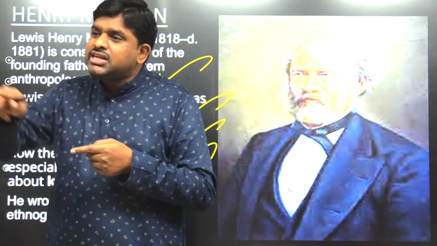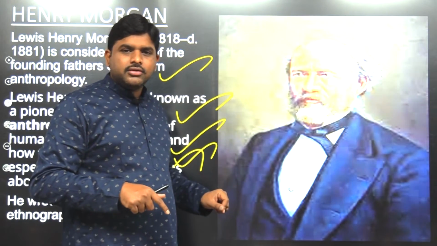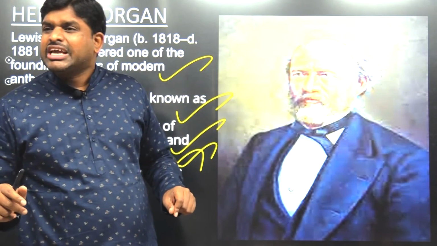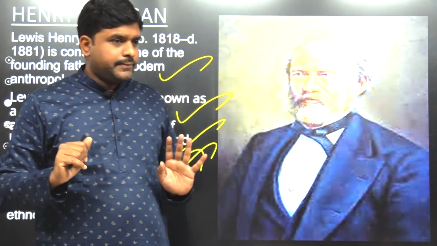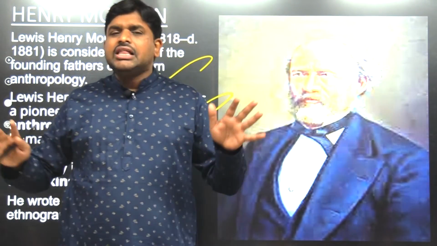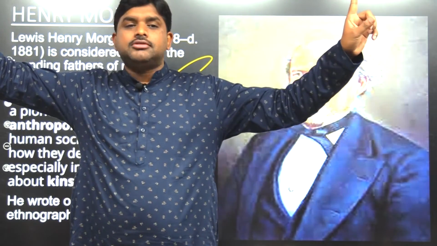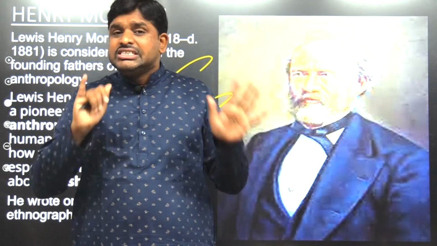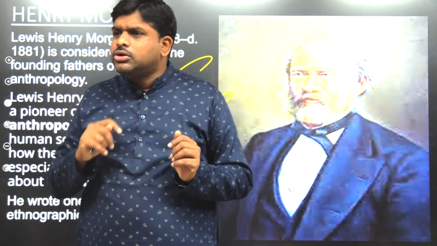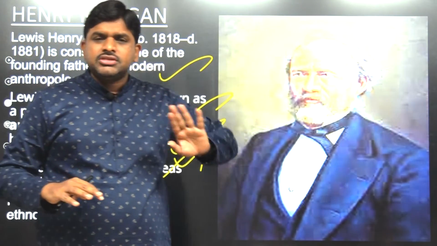Why are people so serious about it? This was studied by Henry Morgan. In one tribal society, how the kinship systems are there; in another, like six tribal communities he studied. That is the reason anthropology means only two things: one is anthropological thought, the other is tribals. He studied six tribal communities and understood that one kinship system is different, another kinship system is different.